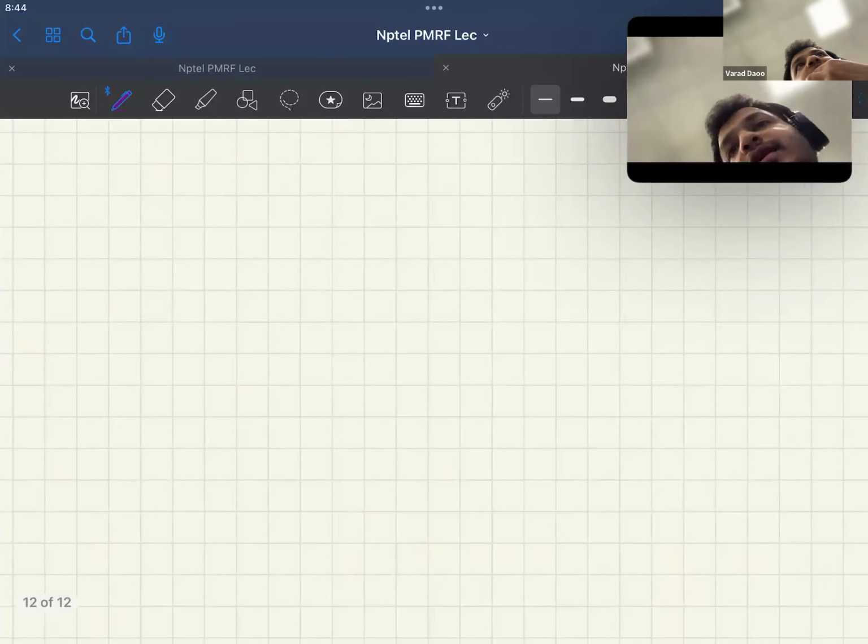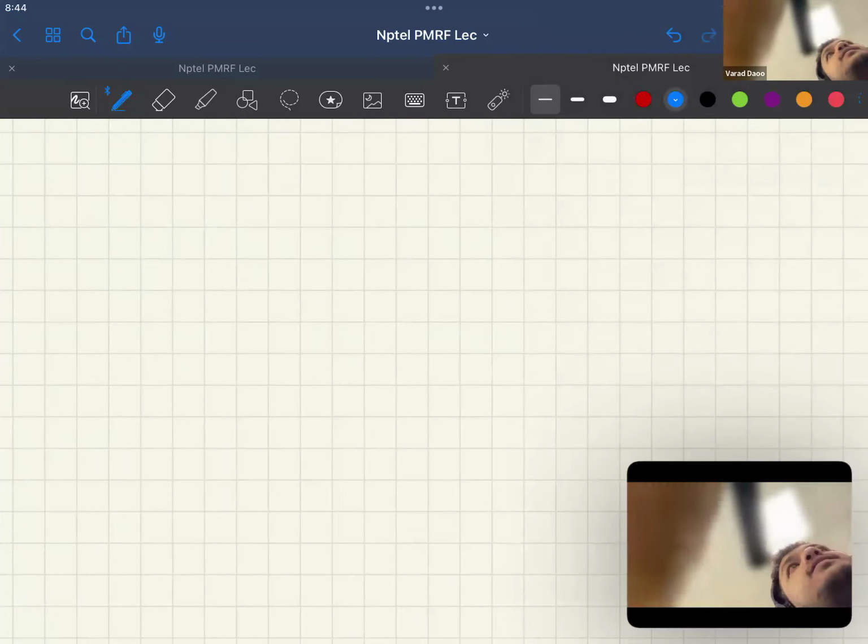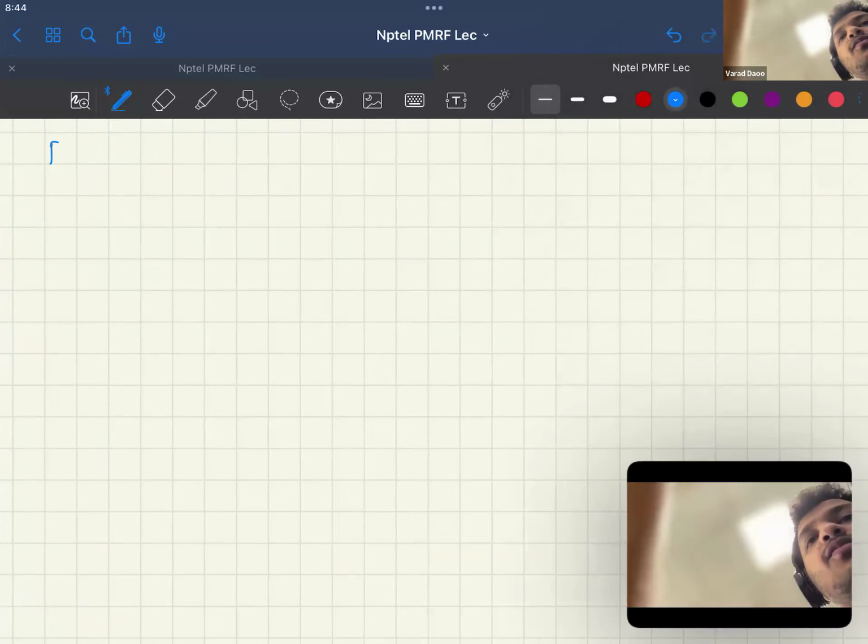So I think we can move on to the next part. Okay, now which is how to calculate the temperature. Now part B.